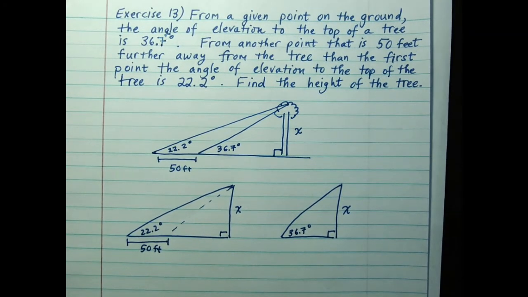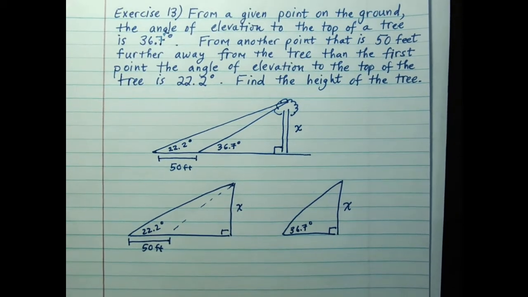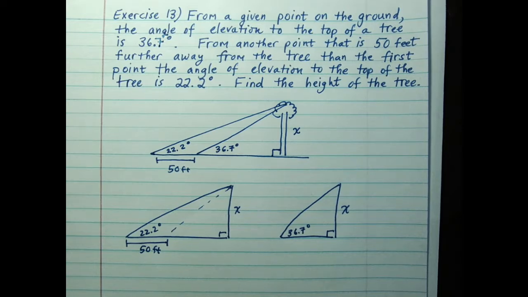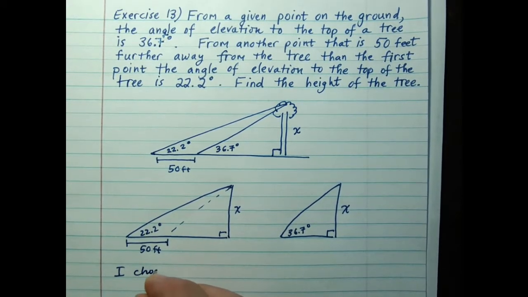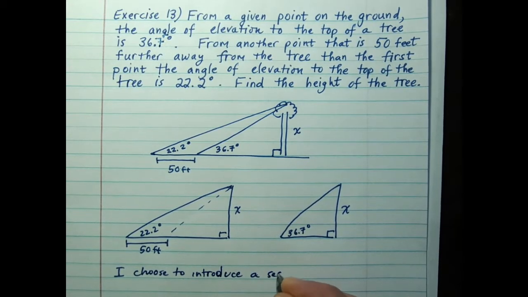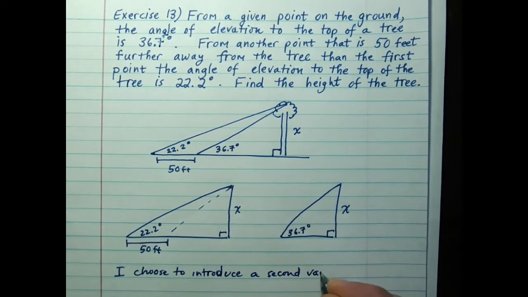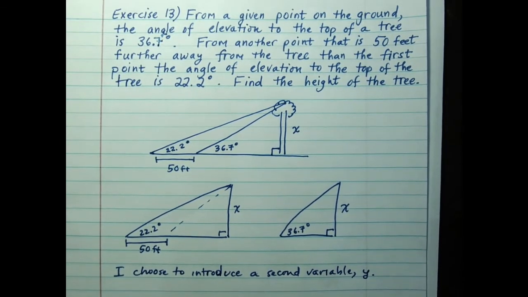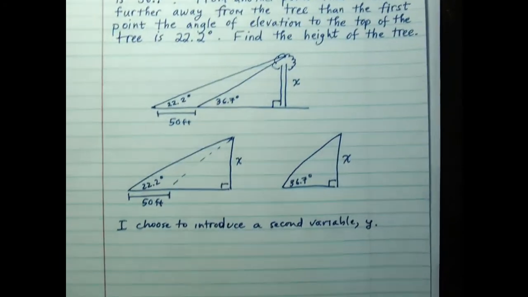And so I'm going to take an approach here that isn't the only way to solve this problem. There are many ways this could be solved. But what I'm going to do is choose to introduce a second variable, a y, into the problem. x is the height of the tree. x is what we're trying to find.